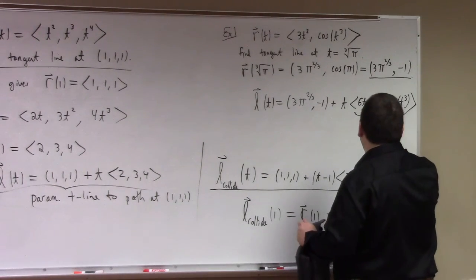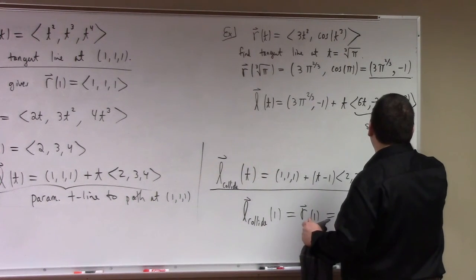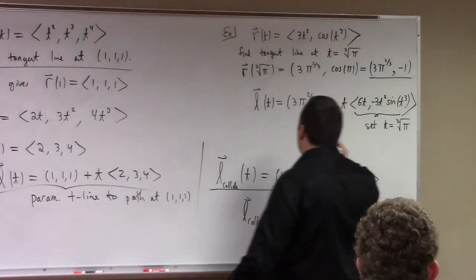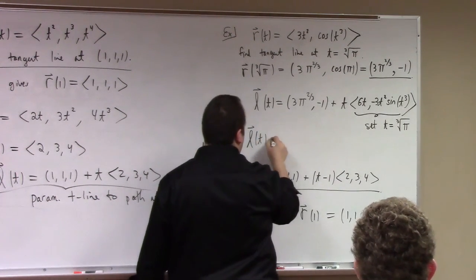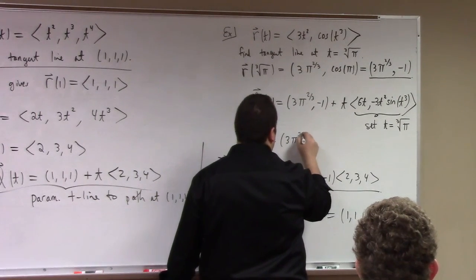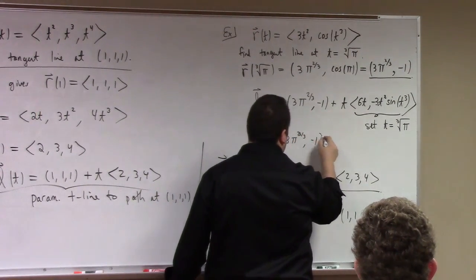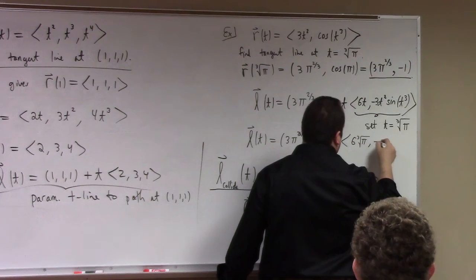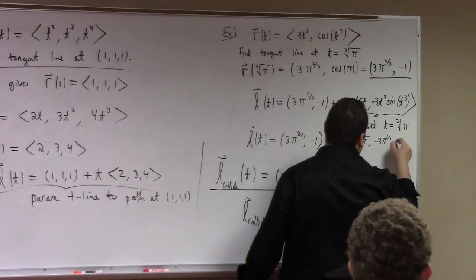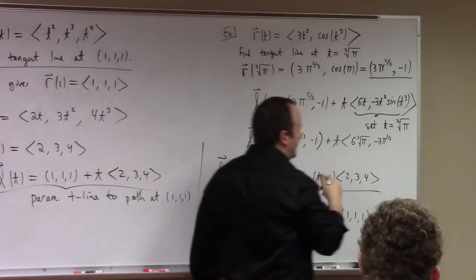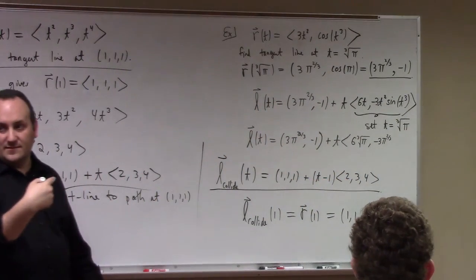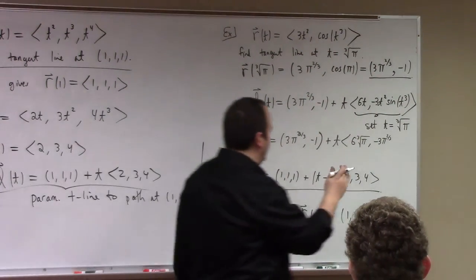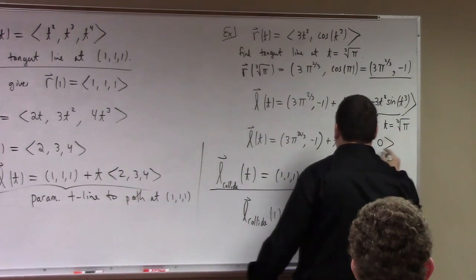And so the time of tangency is, I have to set what? t equal to the cube root of pi. So to be correct, I should write L of t equals 3 pi to the 2/3, comma, minus 1, plus t times 6 times the cube root of pi, minus 3 pi to the 2/3, and, oh, wait a minute, I'm being lazier. That works out to sine of what? And sine of pi is 0, so why am I writing 0? There you go.